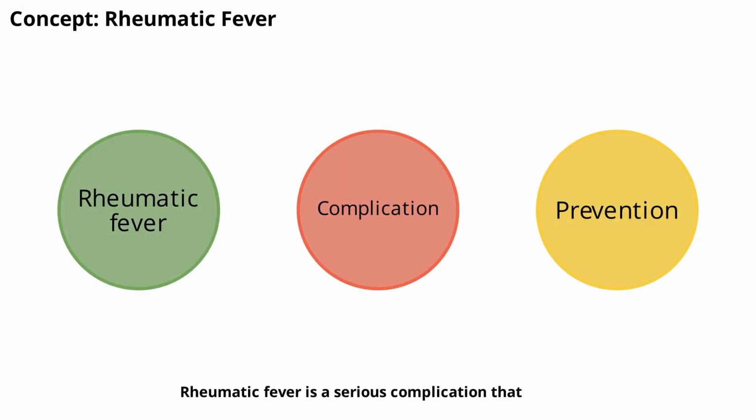Rheumatic fever is a serious complication that can occur if strep throat is left untreated. It can affect the heart, joints, and other organs. Prompt diagnosis and treatment of strep throat are essential to prevent this potentially life-threatening condition.